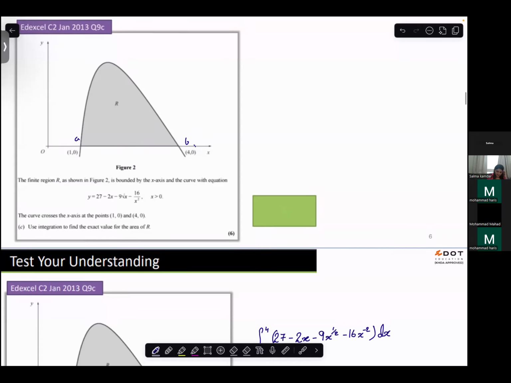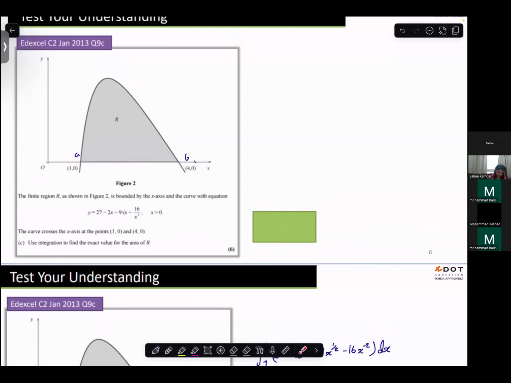This is your next exam style question. Here you're given the shaded region R. Can you see that? It is bounded by the finite area between 4, 0 and 1, 0. B is the upper bound, A is the lower bound. I would always say I'm integrating between B and A, my function, to find the area under the curve, the finite region under the curve. I'm repeating again, finite region under the curve.